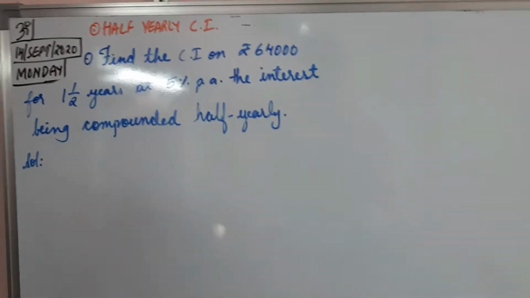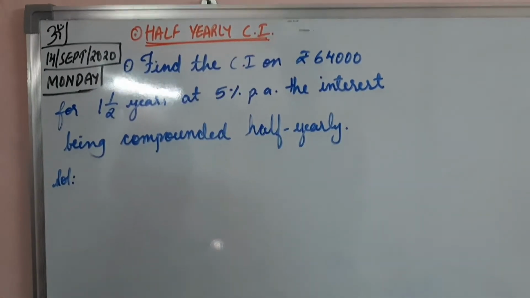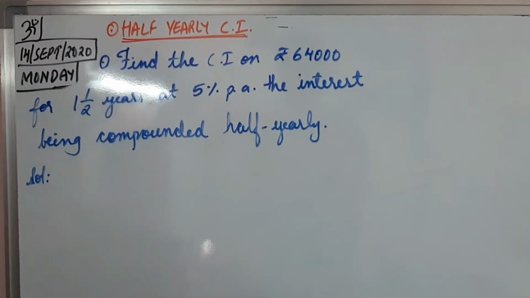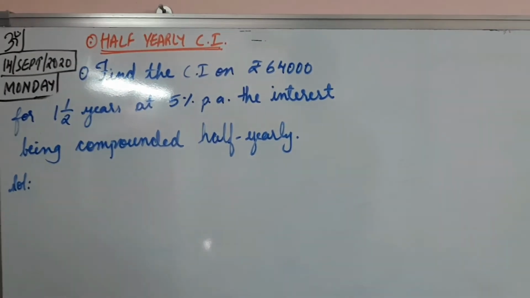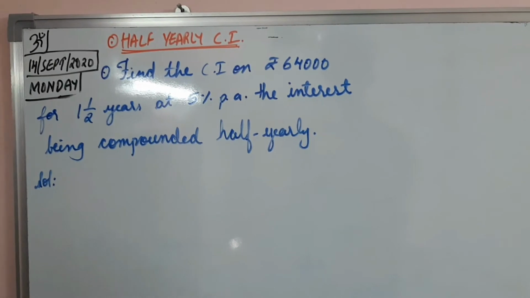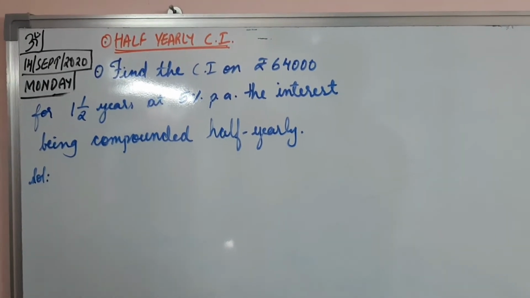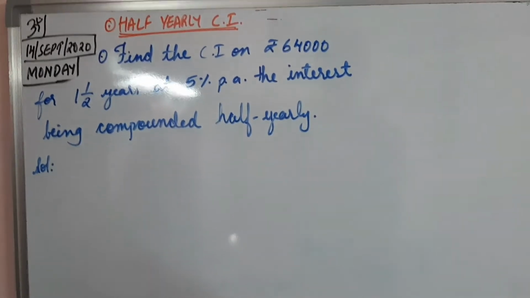Now the next question will be, the interest is calculated half yearly here. The interest is calculated half yearly, students. Find the compound interest on rupees 64,000 for 1.5 years at 5% per annum, and the interest being compounded half yearly.